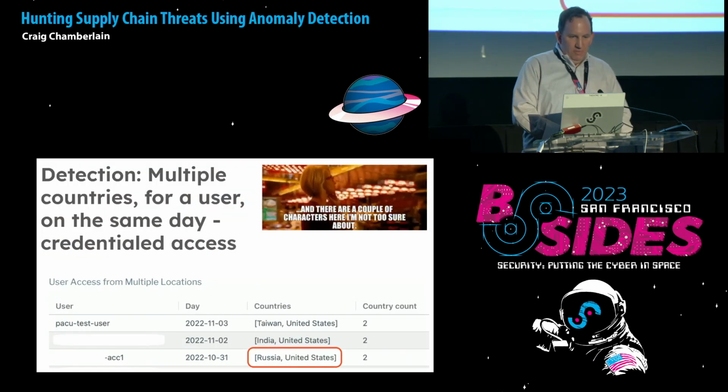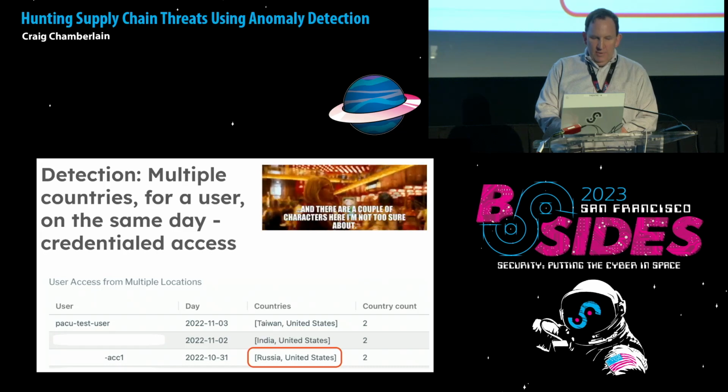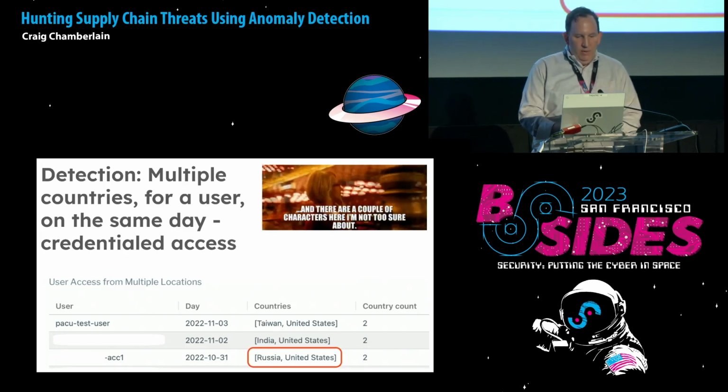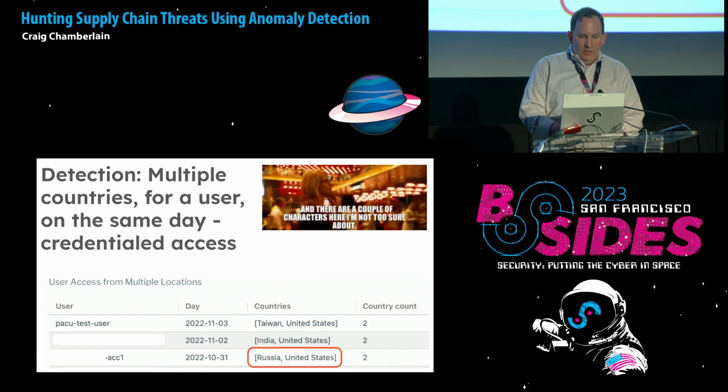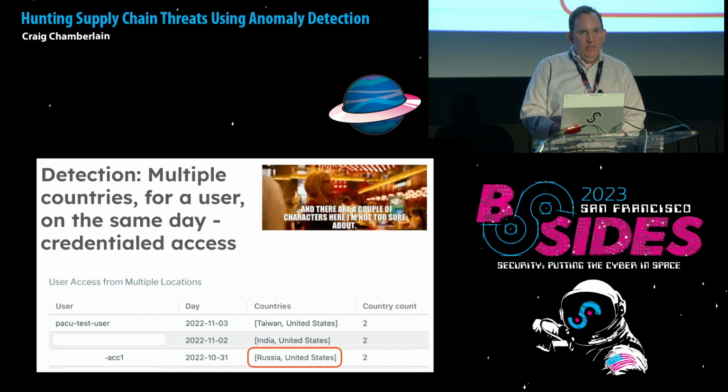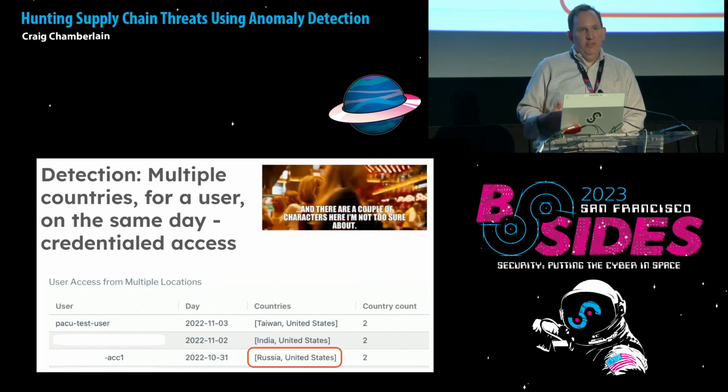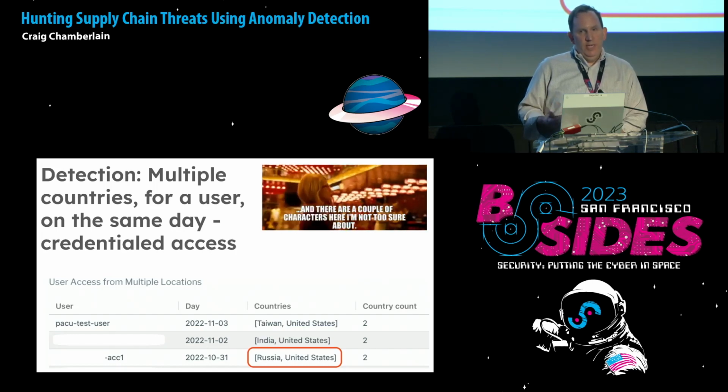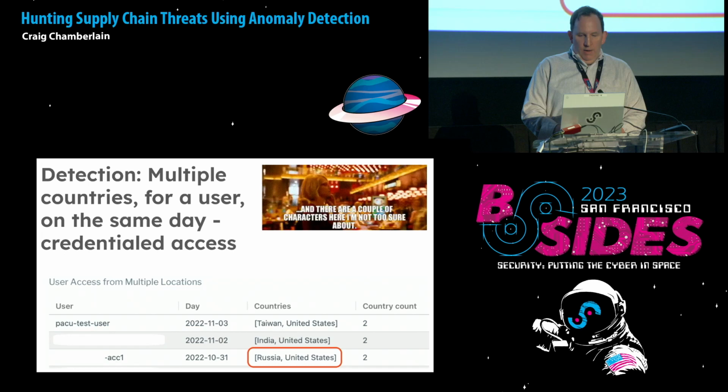A couple of other examples. There are actually two things going on here. The first line item is Pacu, and that's actually authorized security audit activity. Somebody's running Pacu, which is essentially a security testing framework and auditing tool. It can also be used for pen testing. But the third line item is not normal.